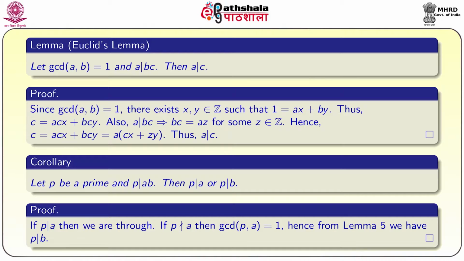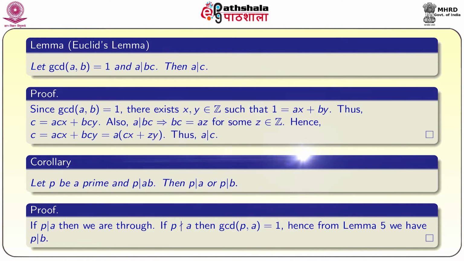Hence, c is equal to acx plus bcy, but bc is equal to a times z. So, if I plug in the bc value there, I will get this equal to a times (cx plus zy). So, c is a multiple of a. So, hence a divides c.